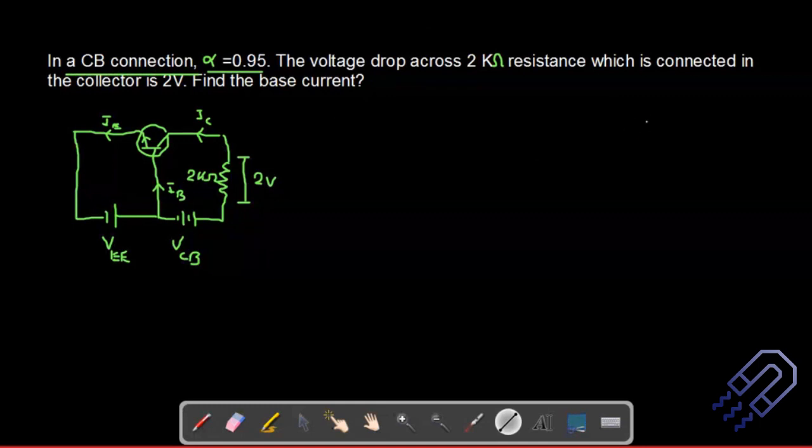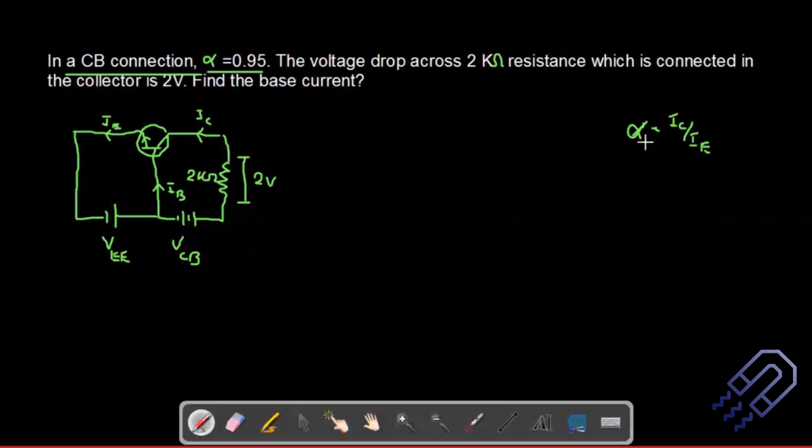So we have got the current amplification factor alpha as IC by IE. If you remember, yesterday we did it. Okay, alpha is equal to IC divided by IE. We'll just look into this, and then we have got the voltage drop across the 2 kilo ohm resistance. Okay, just give me a moment. Alpha is equal to IC divided by IE.